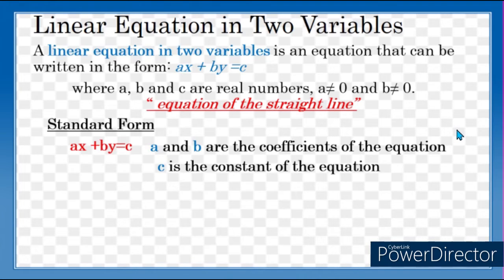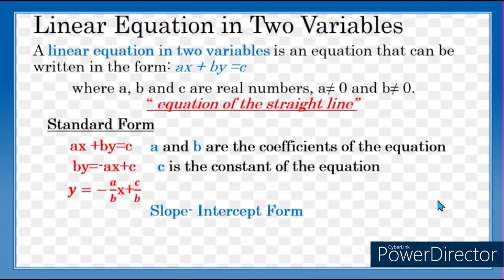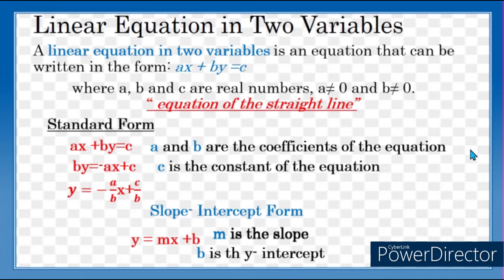Okay, so next step is if we divide both sides by b, we have here y is equal to negative a over b times x plus c over b. So yung tawag po natin dito, ito yung tinatawag nating slope-intercept form. So the slope-intercept form of an equation is y is equal to mx plus b, wherein m here is the slope and b here is the y-intercept.